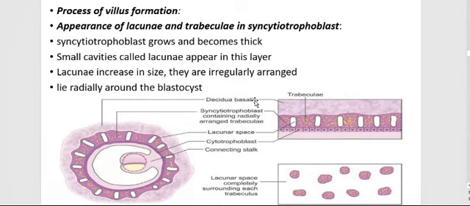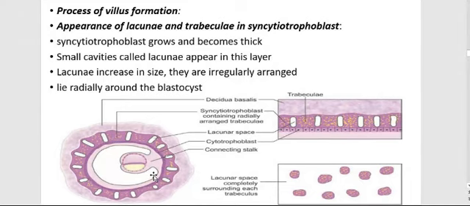Maybe I just go through again. So this is our trilaminar embryonic disc. This is the connecting stalk. And then surrounding the bilaminar or trilaminar embryonic disc, we have this cavity.